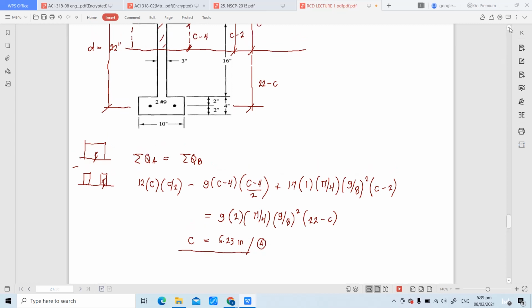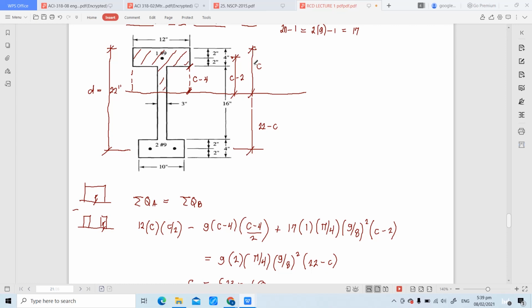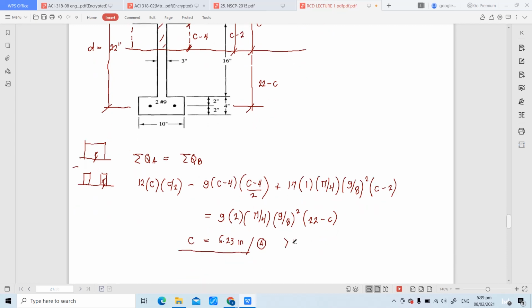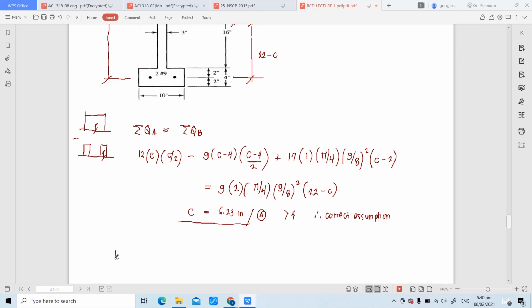And as you can see, yung inassume nating value ng C dapat ay greater than 4, no? Therefore, greater than 4 yan, correct assumption tayo. And after that, pwede na tayo mag-solve ng moment of inertia at the neutral axis, or the value of I and A.